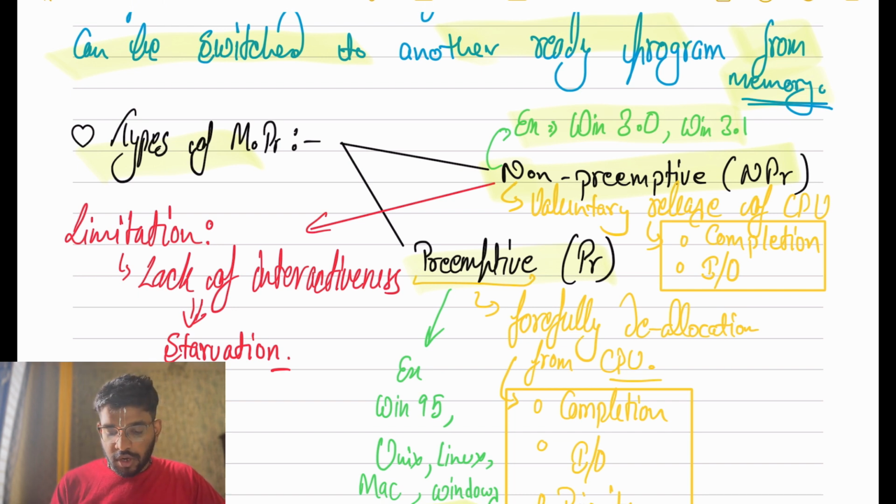In non-preemptive, there is only a voluntary release of the CPU. For example, if a process is using the CPU, only that process is entitled to leave the CPU. No other process can pre-empt the CPU.